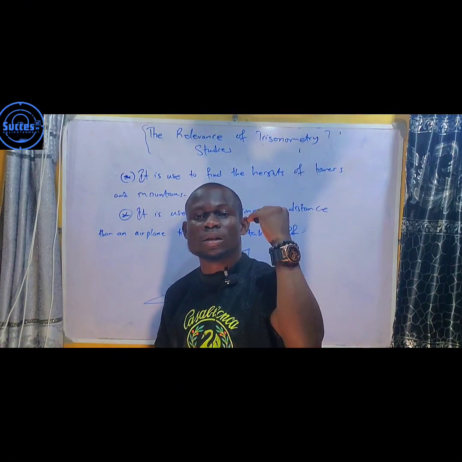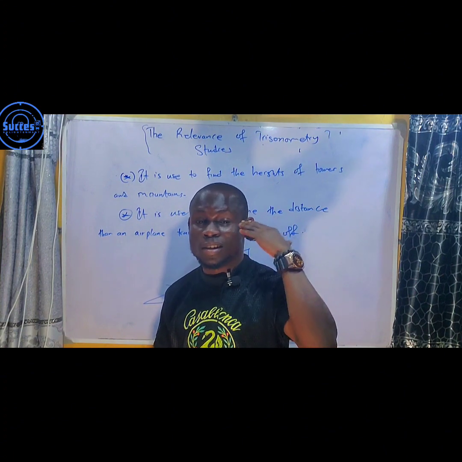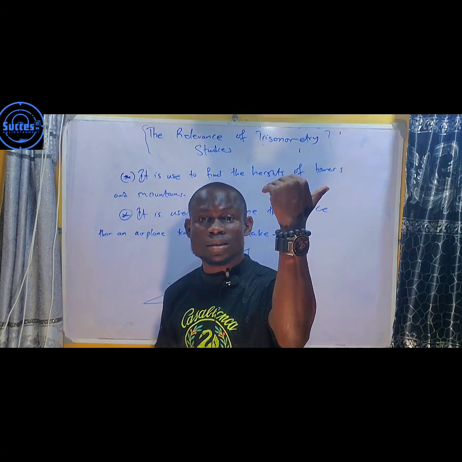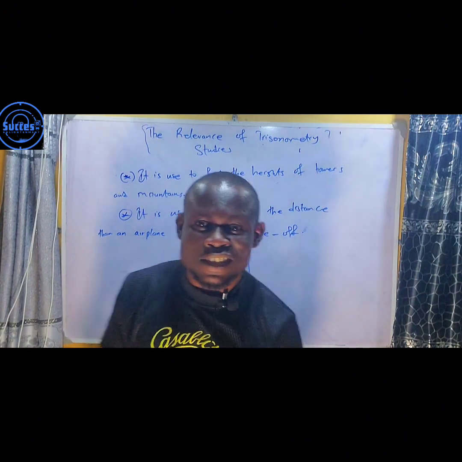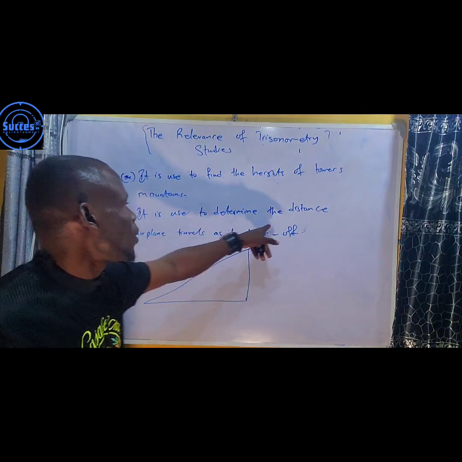This, I believe, should be a right angle triangle. If this is a straight line, this is 90 degrees. All right. Do you get what I'm saying? I believe this angle is 45 degrees, and I believe this angle is 90. Okay. So you use trigonometry in estimating the height of a tower or mountain. All right, this is very important.